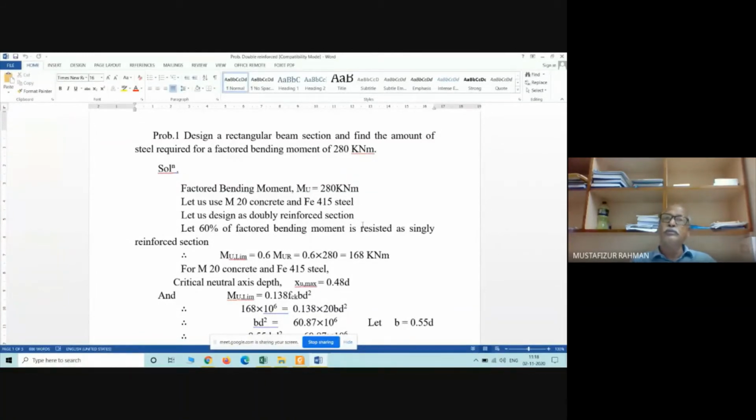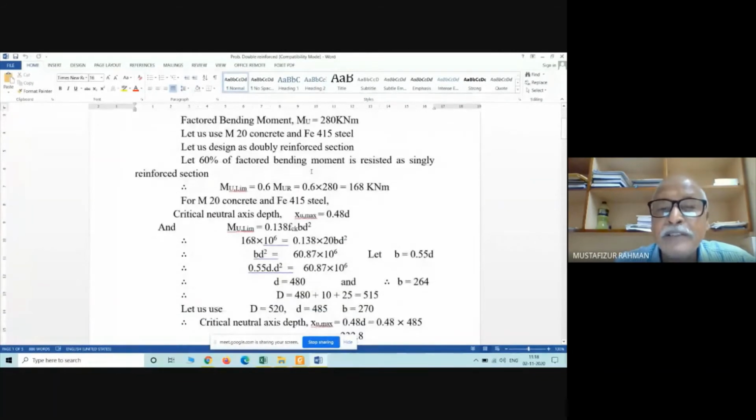And from the experience of the last few classes, if the factored moment increases, then the cross section of the member also increases. Then the depth increases. A situation may arise that it is not practically possible to use whatever depth is required. So under those circumstances that we have discussed, we are to go for a double reinforced section. So here I am giving a statement: let us design as a double reinforced section.